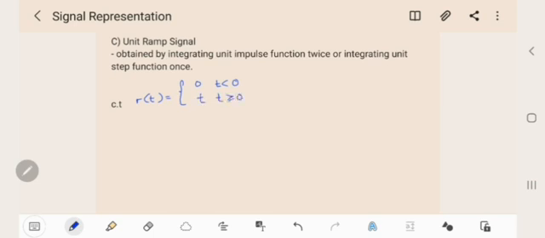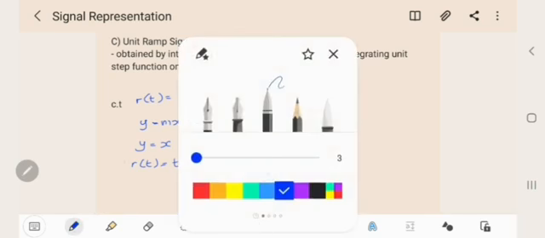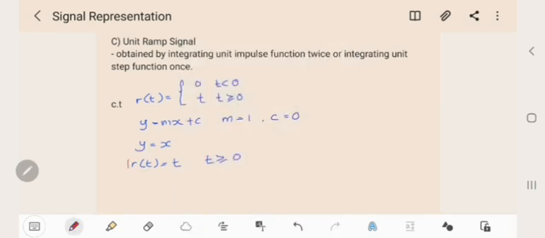It represents a straight line. Let's say y equals mt plus c. Here m is equal to 1 and c equals 0. Substituting into this equation, we get y equals x, where y is represented as r(t) and x is represented as t. This happens when the time is bigger than or equal to 0. So this is our function.